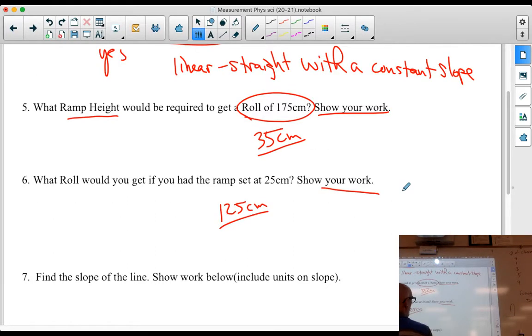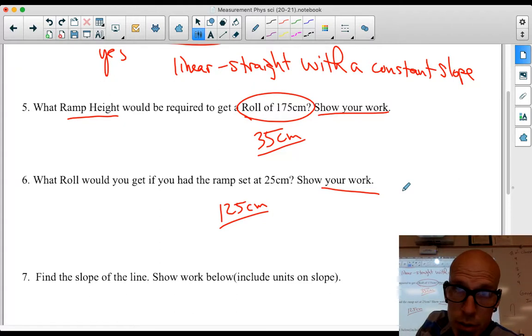And again, what's my work? I showed it on my graph with my dashed lines. Notice though, both of these numbers that I wrote on these questions for answers have what attached to them? A unit of measure. If you just put 35 and 125, you're going to lose points because you have to tell me what those numbers mean. 35 what? 125 what? All right.